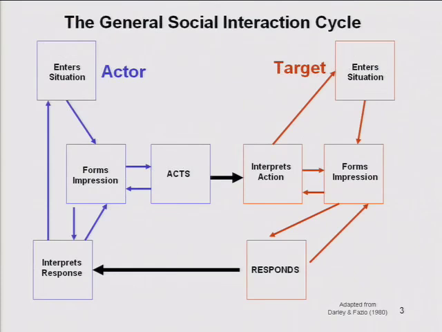This is what the general social interaction cycle looks like. It's not nearly as complicated as it appears, but this is a framework that's supposed to have all the various elements in it, and what I want to do at the outset of this lecture today is to walk you through it so that you get a sense of what's going on. Actors and targets encounter each other in a social situation. A social situation is defined as an environment in which actors and targets encounter each other, so that's basically what happens here.